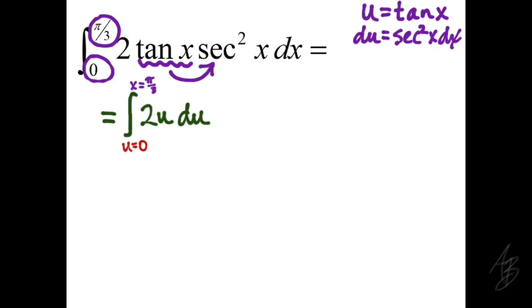So when x is 0, we know that the tangent of 0 is 0, and so u is going to equal 0. When x is pi over 3, to evaluate tangent, we'll go ahead and draw a circle here. The tangent of pi over 3 is going to be the square root of 3 over 1, and so we'll say that u equals the square root of 3.